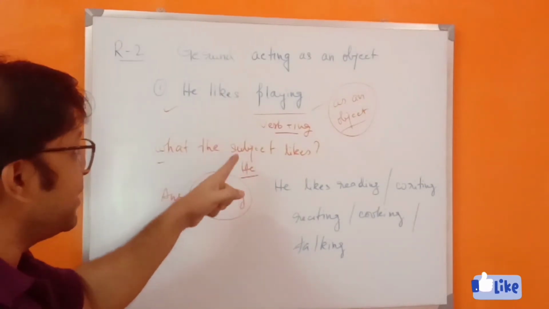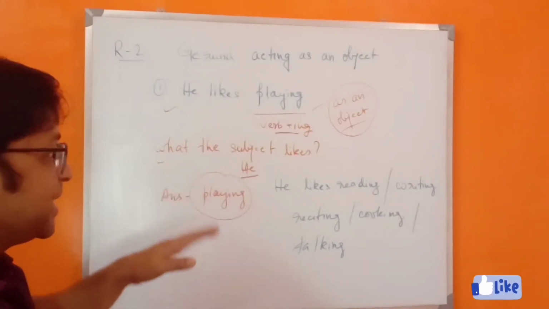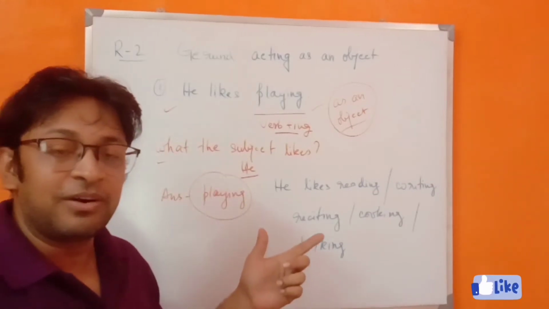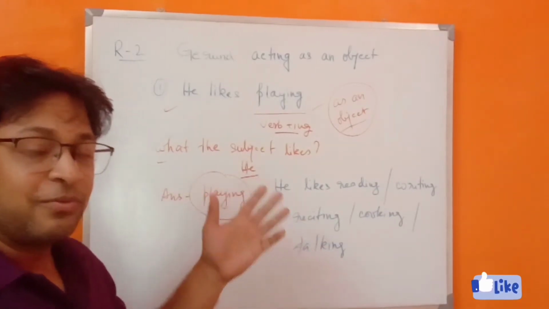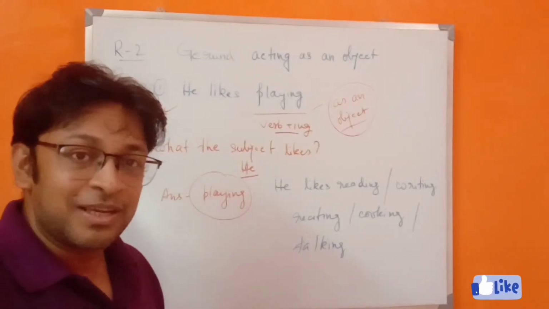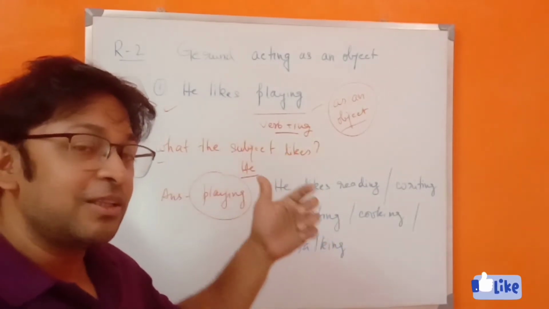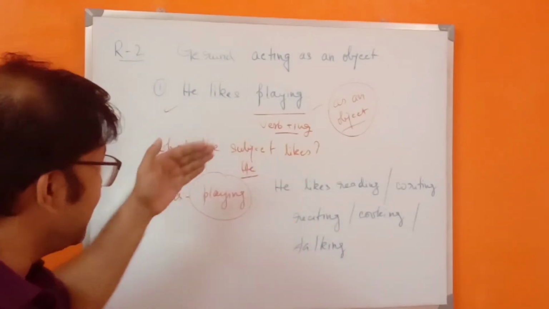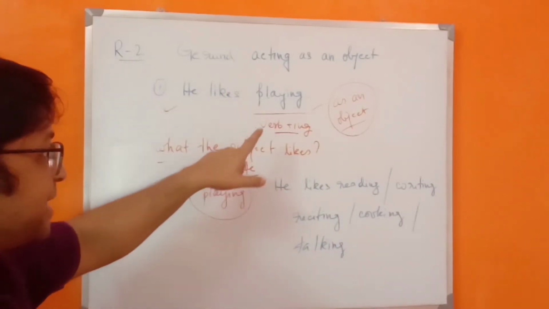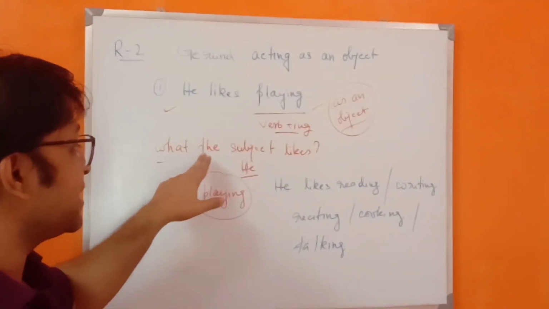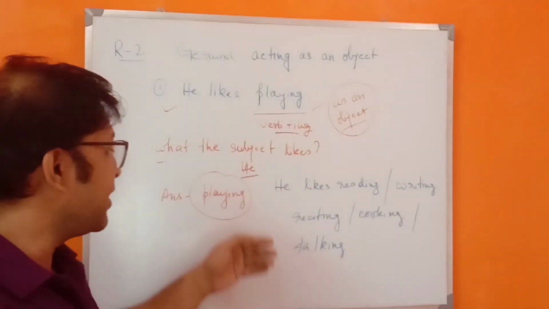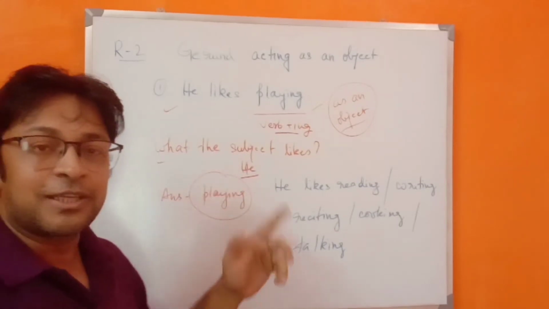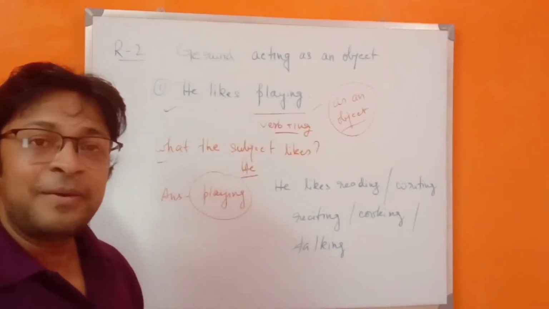So you have to remember, you are questioning the sentence in a different way. Previously, when the verb was acting as a subject, we questioned what the subject does, and the answer to the question was the subject. But in the next portion, when the gerund is acting as an object, you have to question the sentence like this: what does the subject like? Your answer is the verb plus ing, and this will be your answer. So here the gerund is acting as an object.